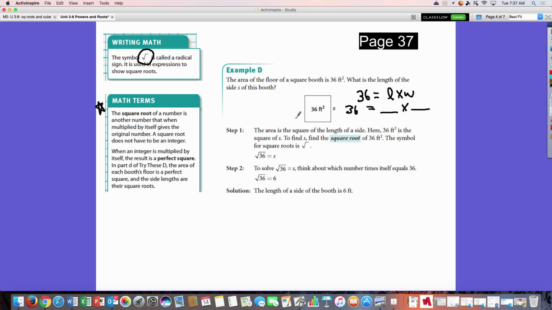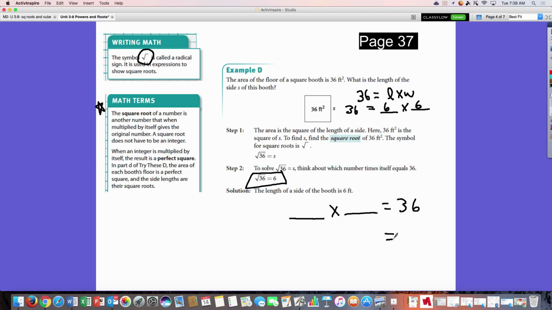I would just start going through my squares. What's 4 times 4? 16. What's 5 times 5? 25. What's 6 times 6? Oh, 36. So the square root of this number is 6 times 6. You're not dividing it in half. You got to figure out a number times itself that equals 36. So the square root of 36 is 6. It has to be the same number. A number times a number that equals your area, 36.